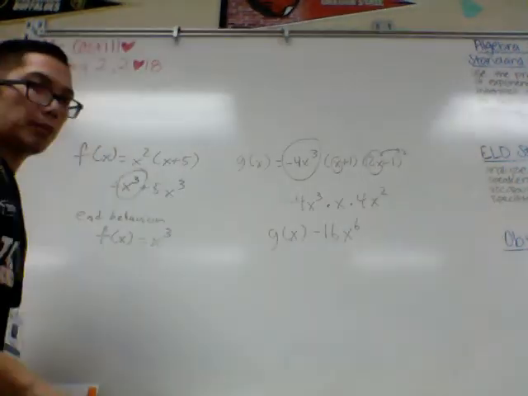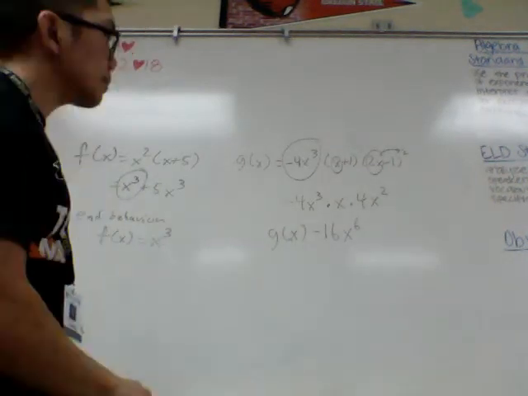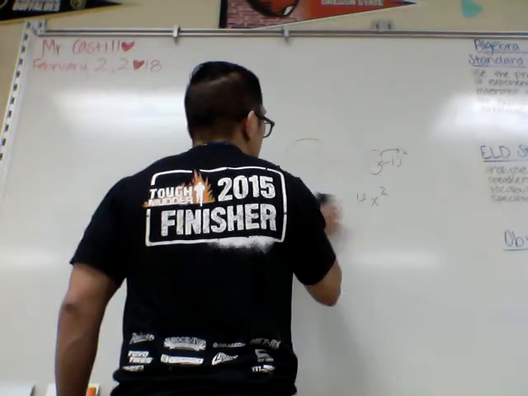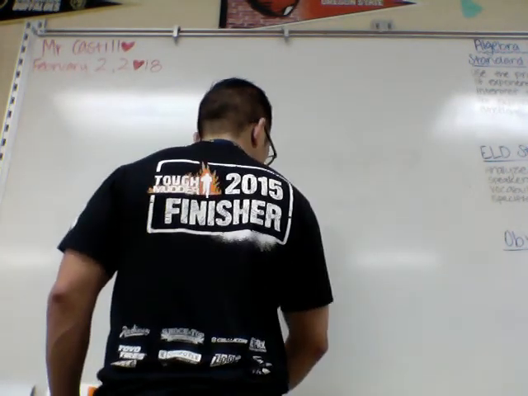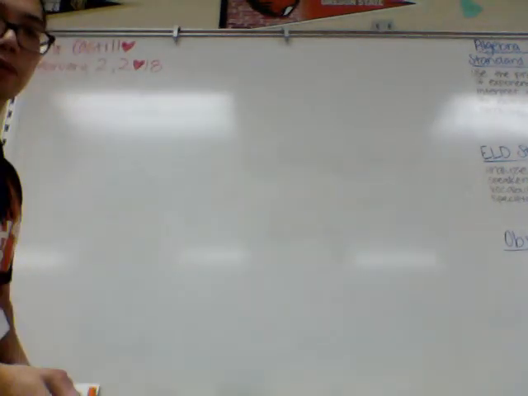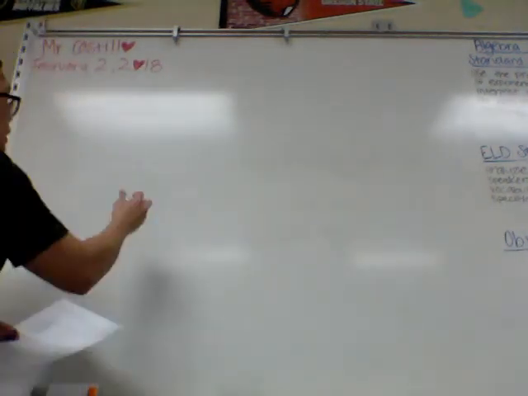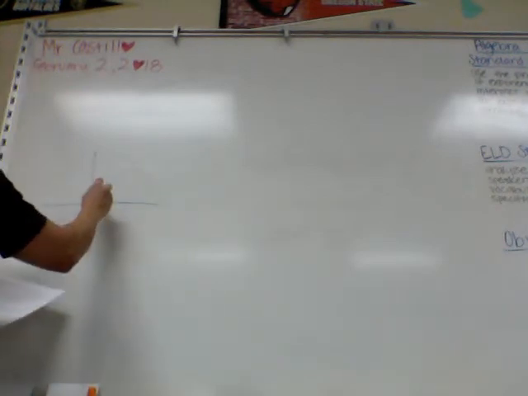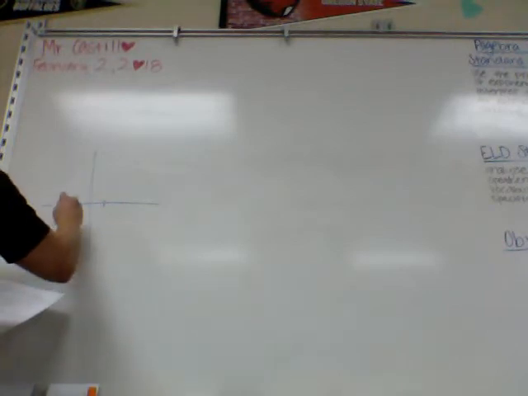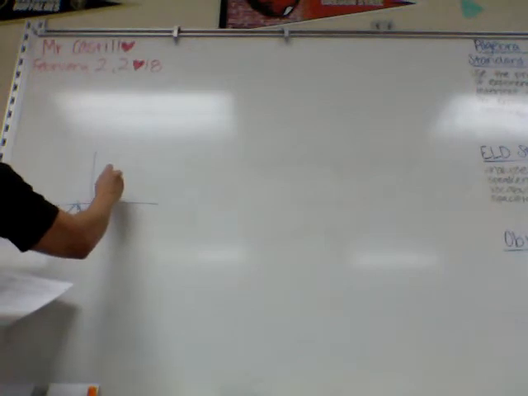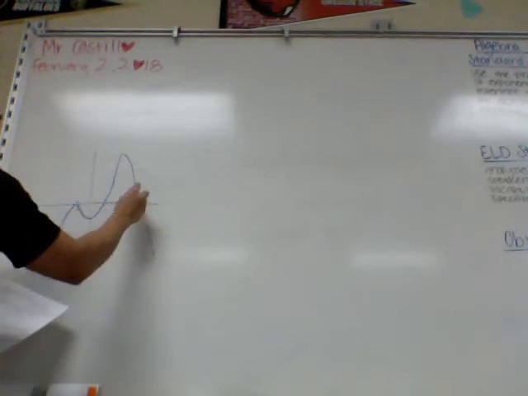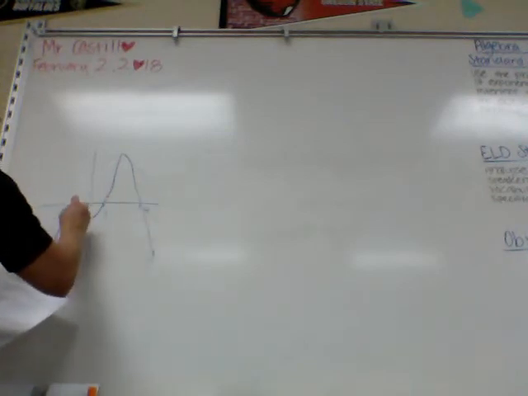Now number 7 is about the polynomial, looking at the graph and then determining the equation. So here's your graph. And it looks like it has a 0 at negative 1, a 0 at 1, and then a 0 at 4. Okay? So 4, 1, negative 1.